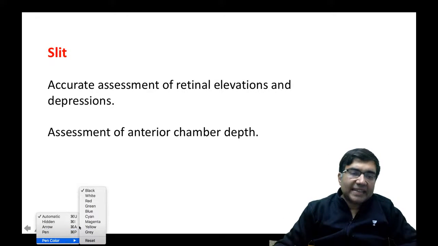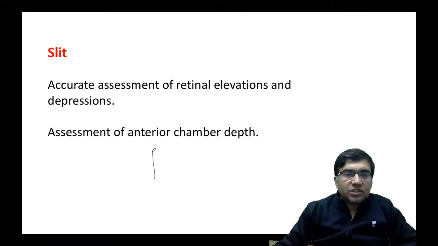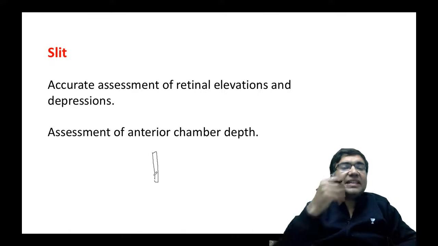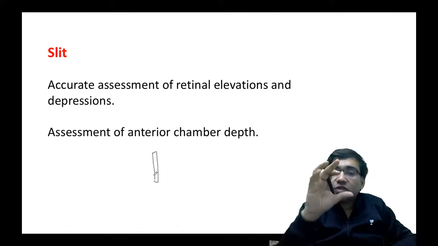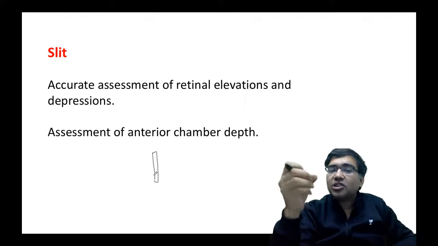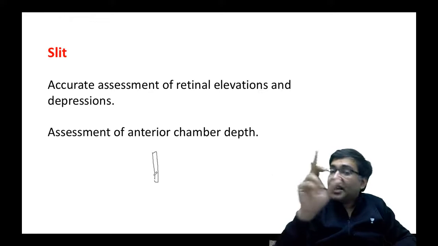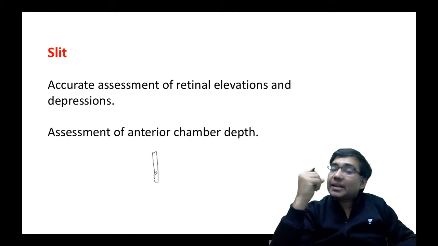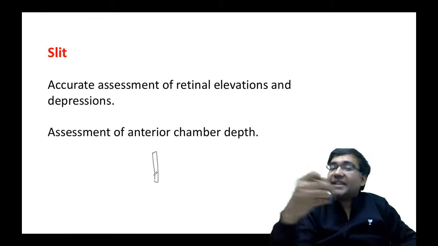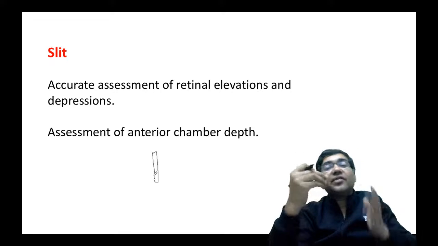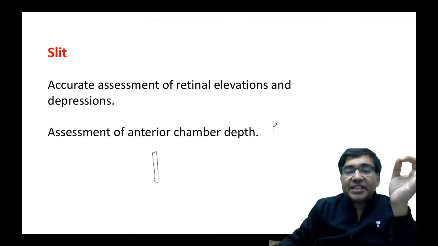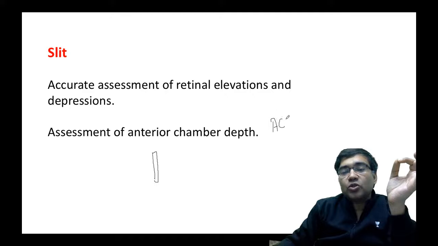Then we have a slit. Slit is like this. This slit I use whenever I have to see the depth of a lesion. Also this can be used to see the anterior chamber depth. Remember, anterior chamber depth has a major role whenever we have to see if a patient is suffering from angle closure glaucoma or open angle glaucoma.